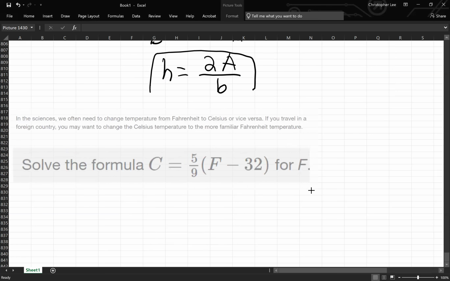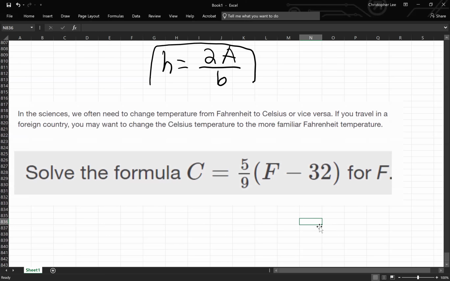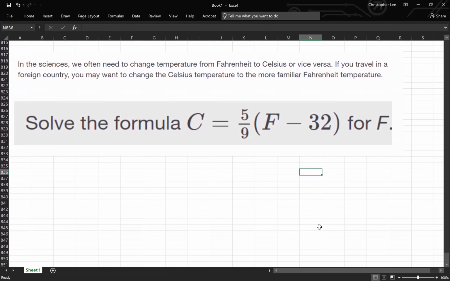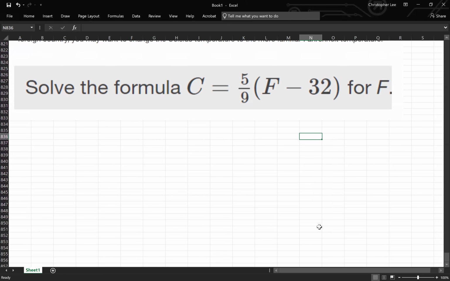So in sciences, we often need to change temperature from Fahrenheit to Celsius, vice versa, right? Sometimes even Kelvin. If you travel in a foreign country, you may want to change the Celsius temperature to be more familiar with Fahrenheit temperature, right? So here's the formula of how to do that. Celsius is equal to 5/9 times Fahrenheit minus 32. I want you to solve for Fahrenheit, right? So imagine we're living in a Celsius country, we need that Fahrenheit formula. So let's get it.